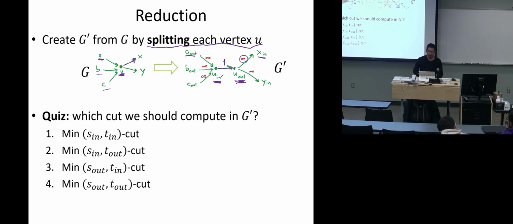Now let me ask you. What I want to compute is a vertex cut. If you need to guess which cut I should look at in G prime, there are four variations of things that I could look at. Which one should be related to our problem of computing a vertex cut?